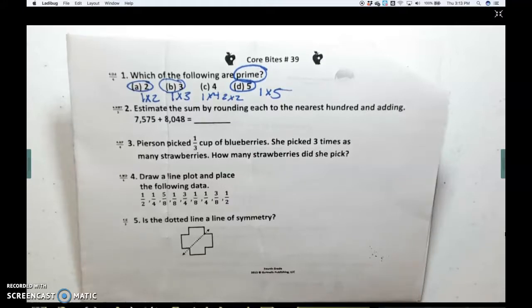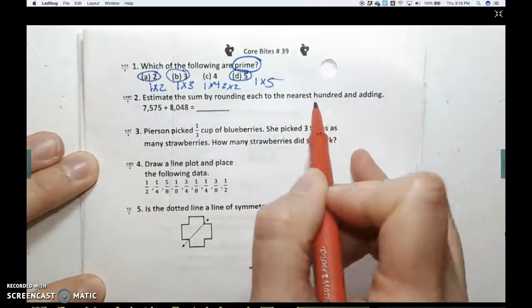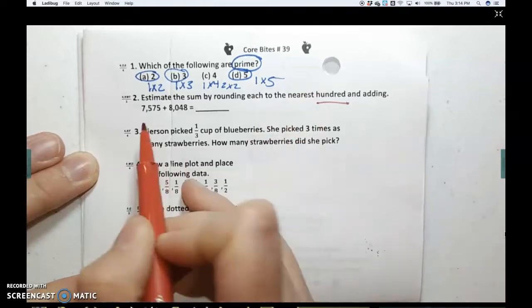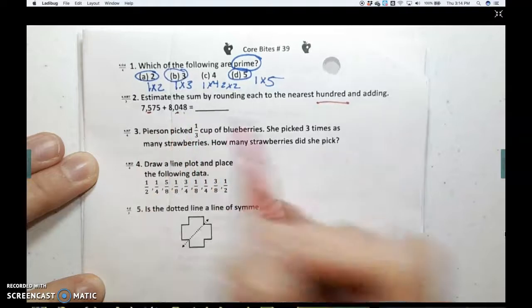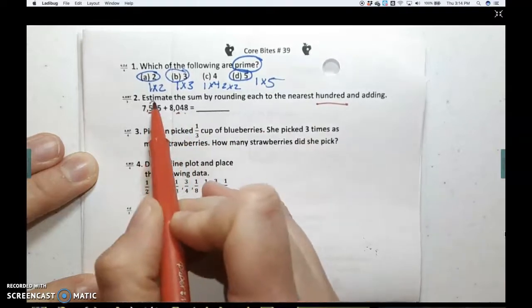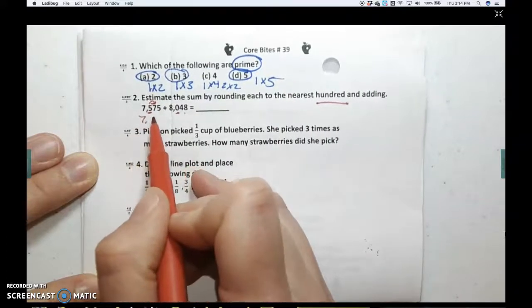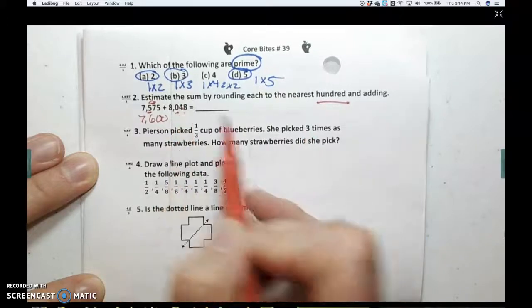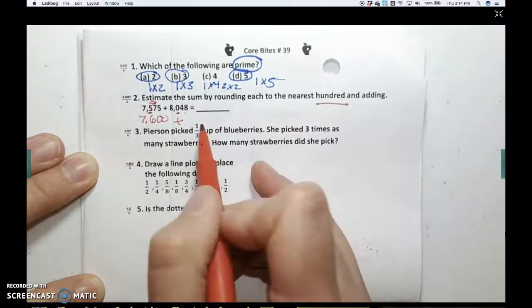For number 2, estimate the sum by rounding to the nearest hundred and adding them together. So if we do that, the hundreds place: ones, tens, hundreds. Ones, tens, hundreds. So if you say, okay, the 5 talks to the 7 and tells it to round up. So this would be 7,600. The 0 talks to the 4 and tells it to stay the same. So you would be doing 8,000.